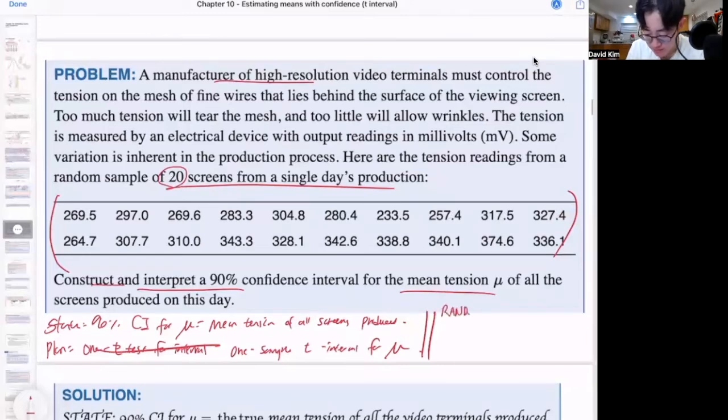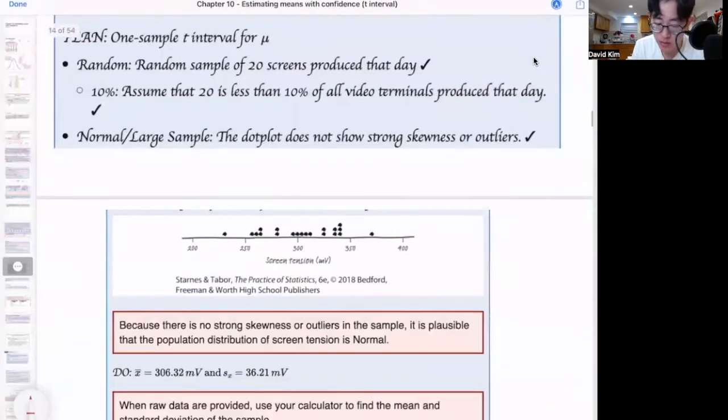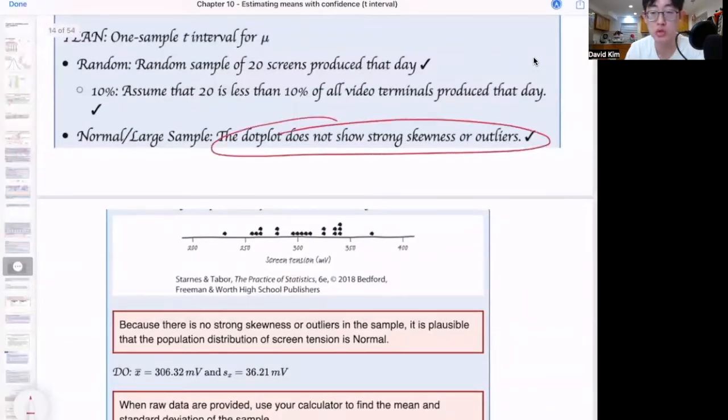Random, 10%, as well as n greater than or equal to 30. First of all, we don't have a sample that's greater than 30, so that's going to be a problem. But we are still going to assume normality for this, and I believe that it says here the dot plot does not show strong skewness or outliers.